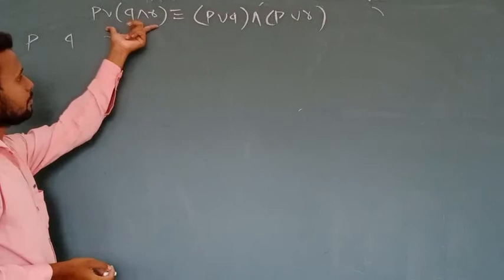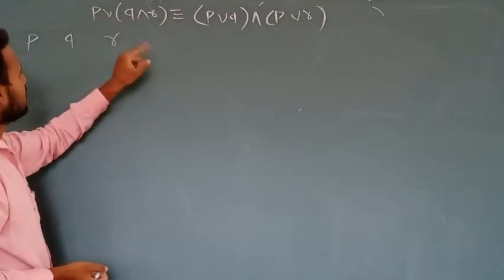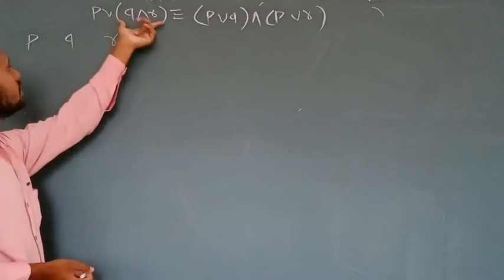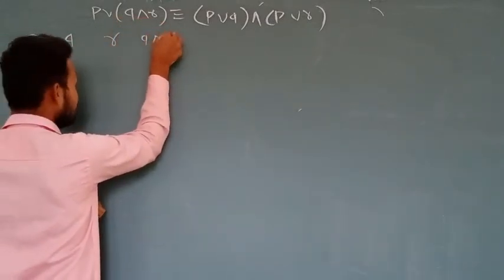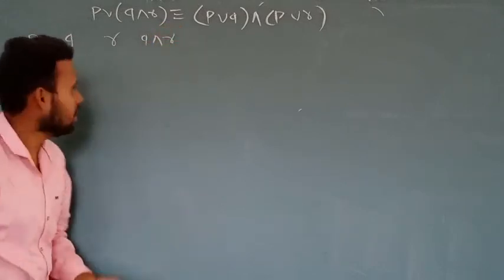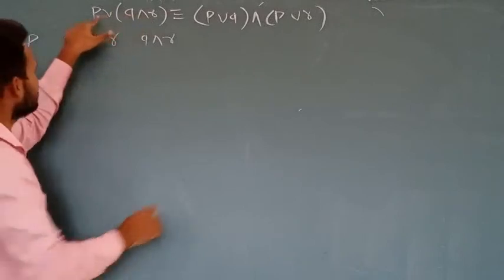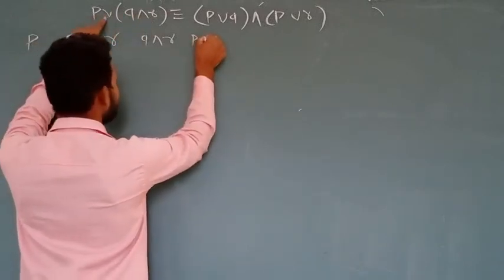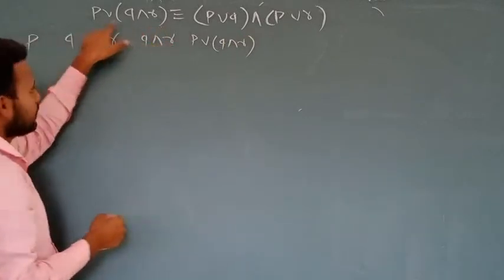Now first we find out the value of that statement pattern. In that statement pattern, P we already have, and we want this one statement, therefore we write here Q conjunction with R, Q meet with R. Then next we get this statement pattern, therefore we take the whole, P join with Q meet with R. This statement pattern we get.